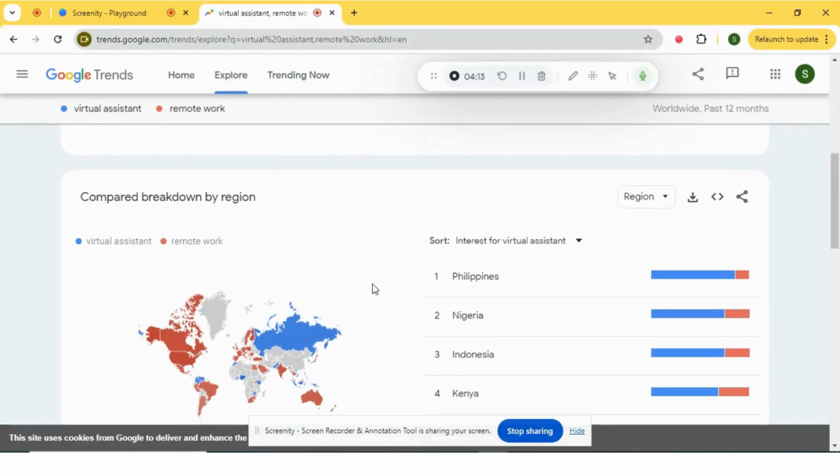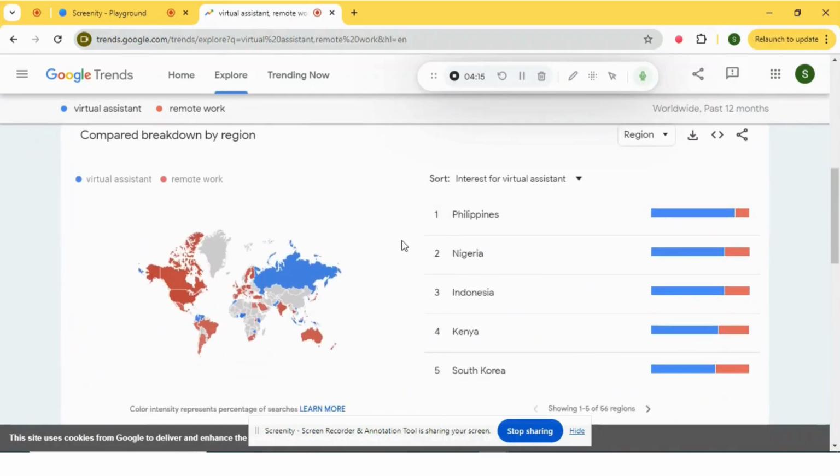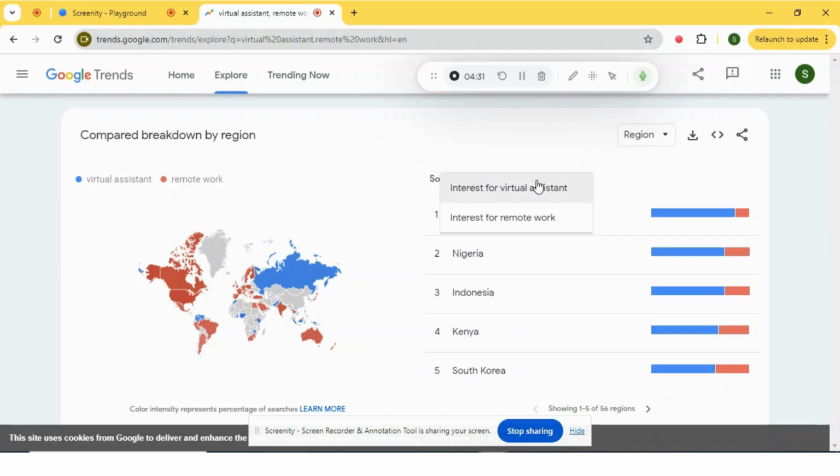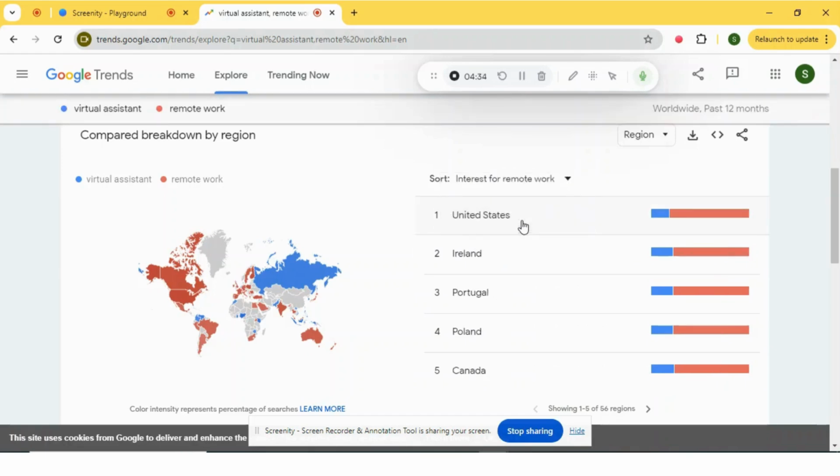Let's break it down by the region. The most people who are interested in virtual assistant by location are the ones from Philippines, then from Nigeria, then from Indonesia, Kenya, South Korea. Let's shift it for remote work. The more people are interested in remote work in United States, Ireland, Portugal, Poland, and Canada.